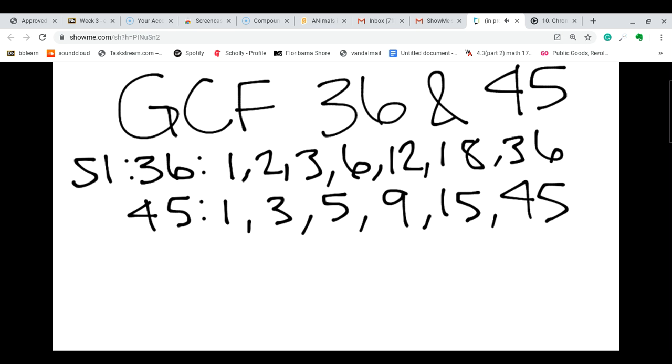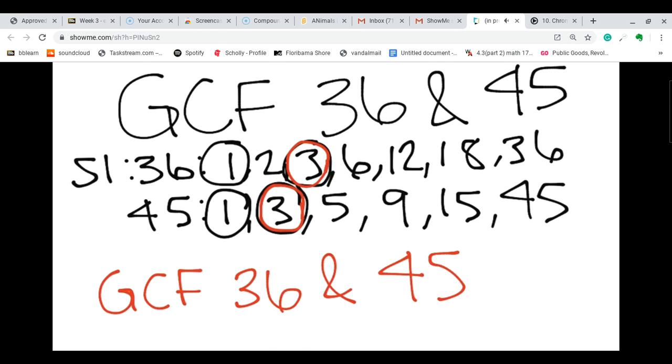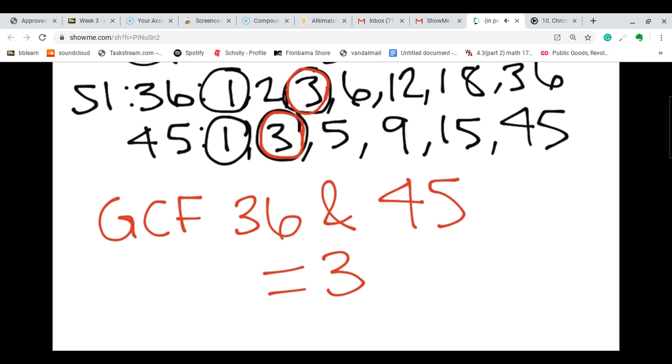Now the second step is to circle all the numbers they have in common. So they have 1, 3, and that's it. They have no other numbers in common. So the greatest number they have in common is 3. And therefore, the GCF of 36 and 45 equals 3.